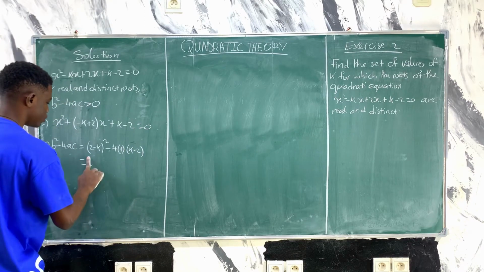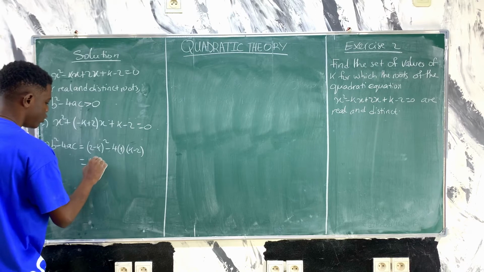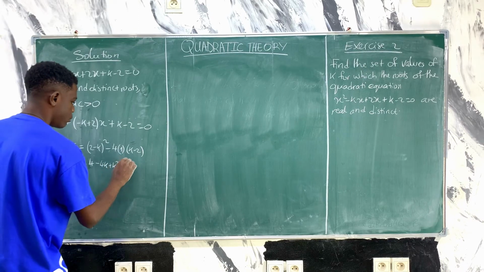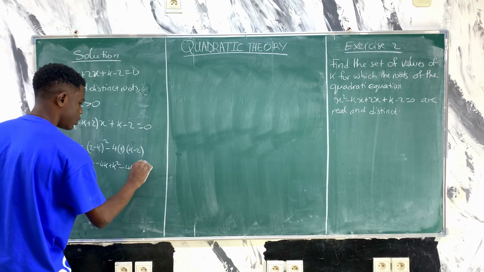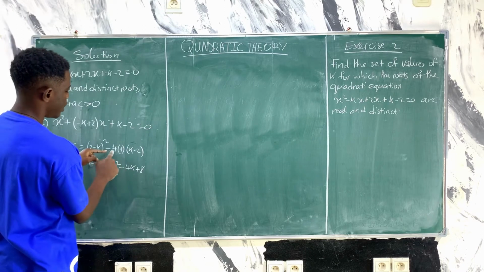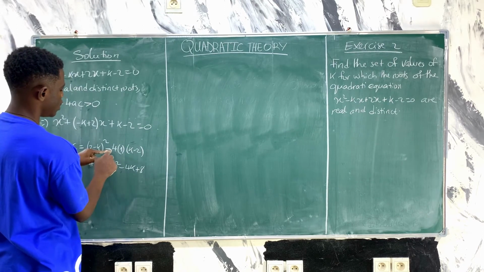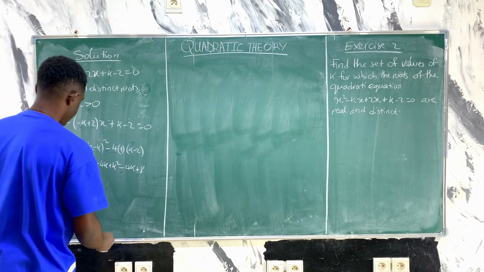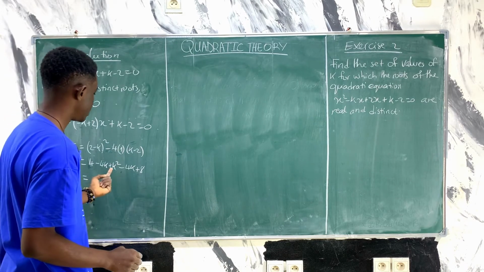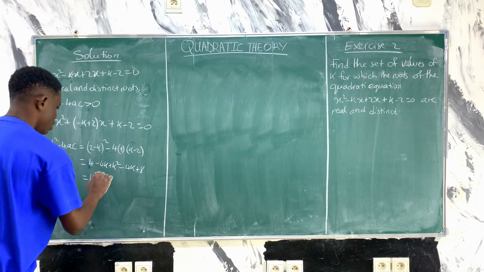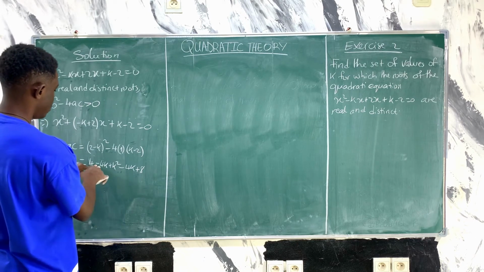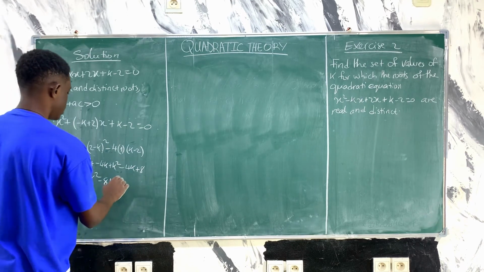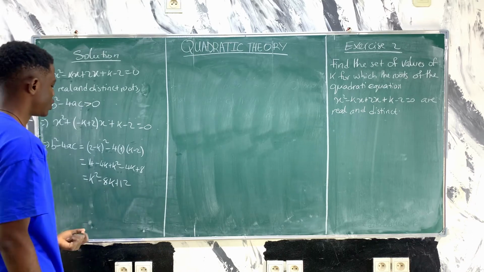That will be equal to, when I open this bracket, I have 4 minus 4k plus k squared, minus 4k plus 8. When I open this bracket, I'm going to have minus 4 times k is minus 4k, minus 4 times minus 2 is plus 8. So when I bring the like terms together, I have k squared, minus 4k minus 4k is minus 8k, 4 plus 8 is plus 12. So this is what I'm going to have.